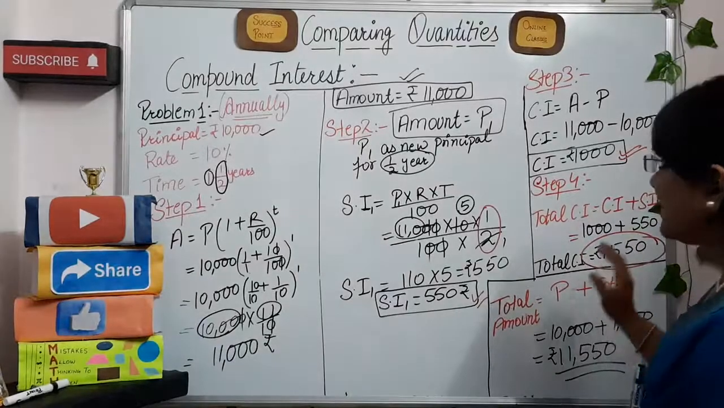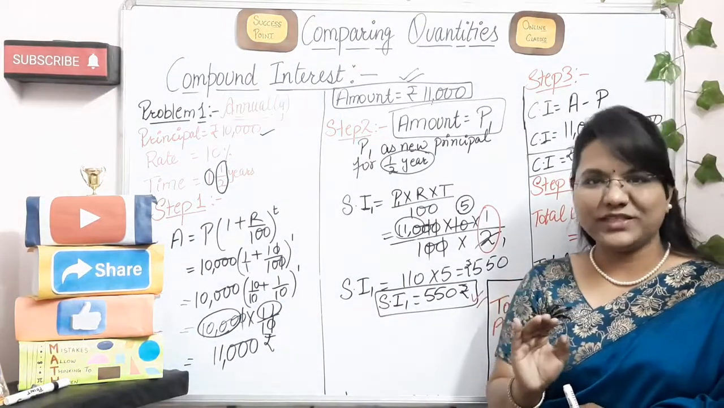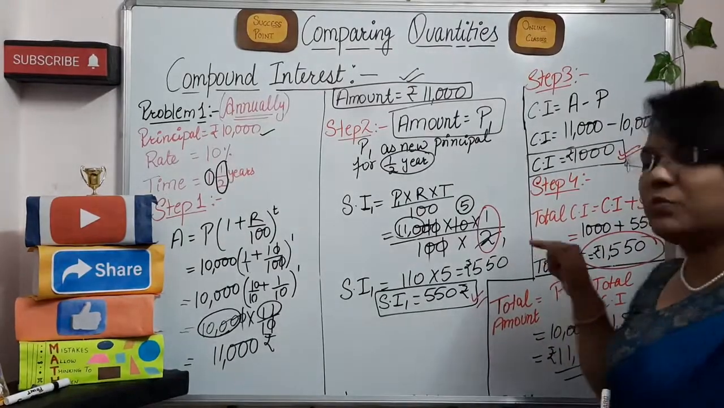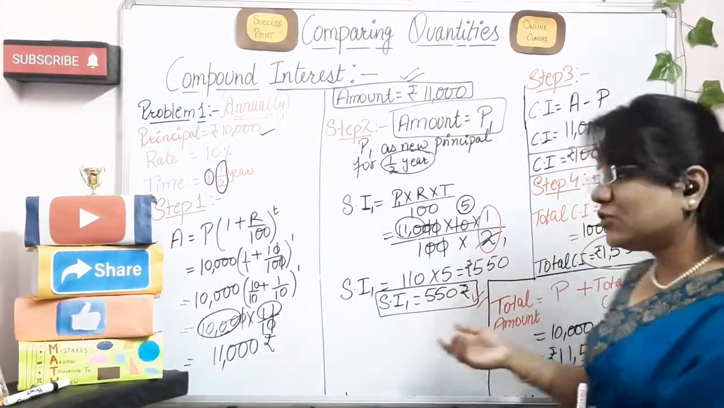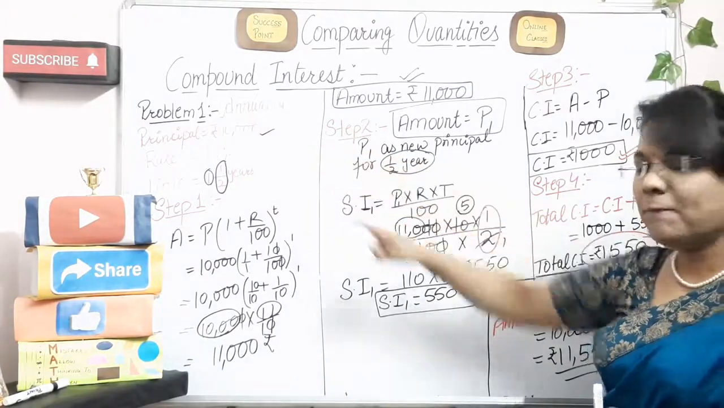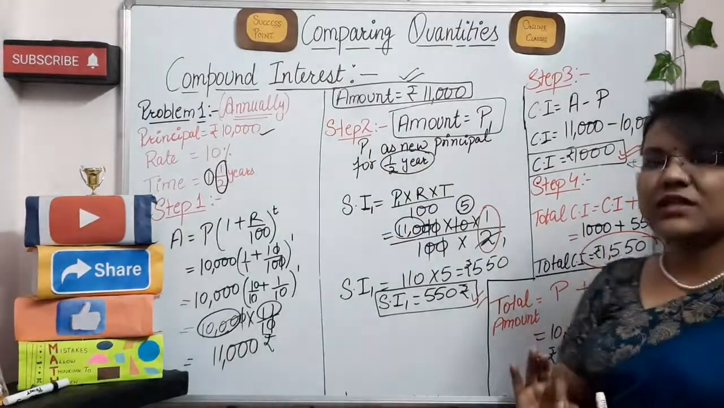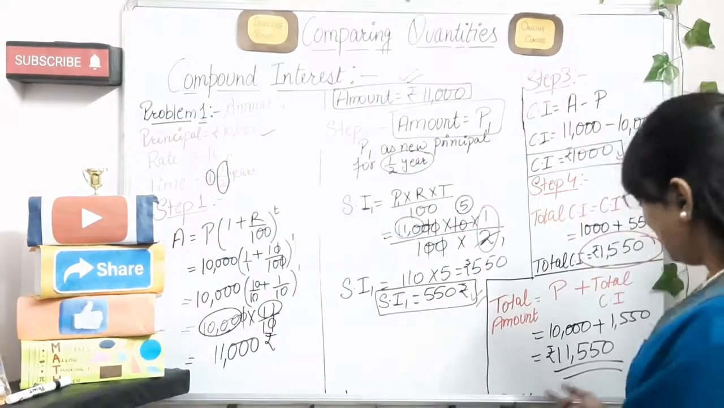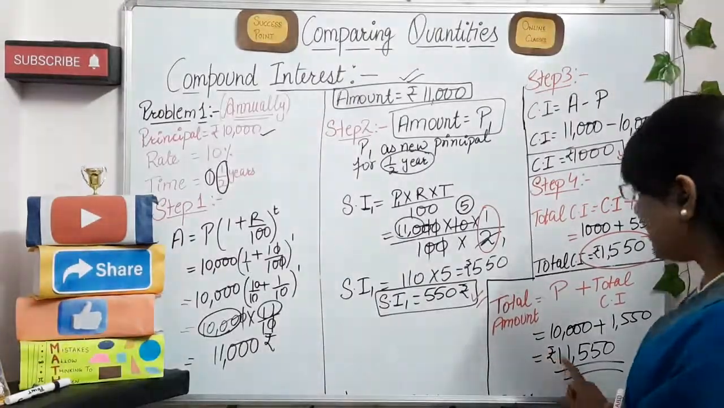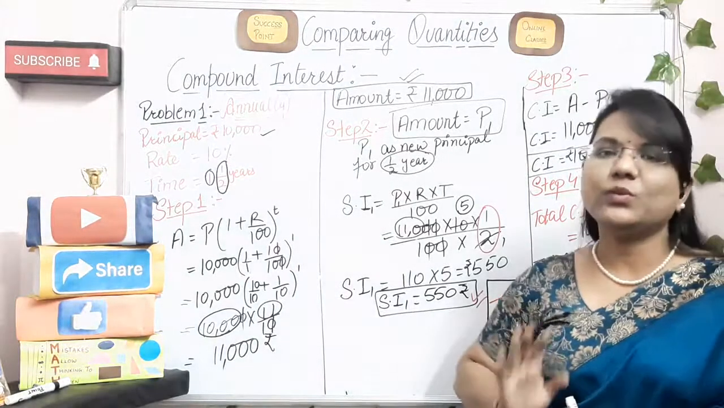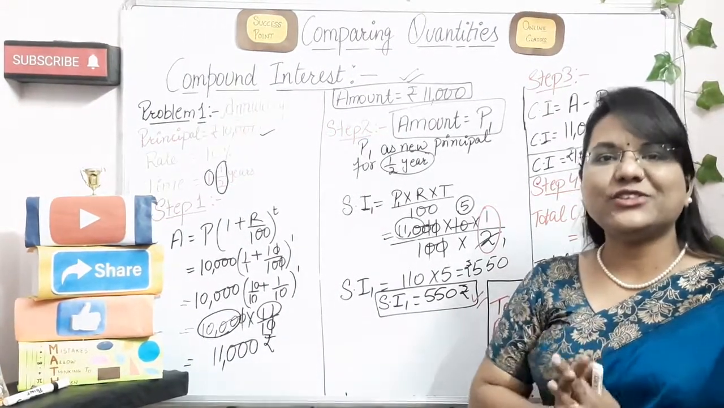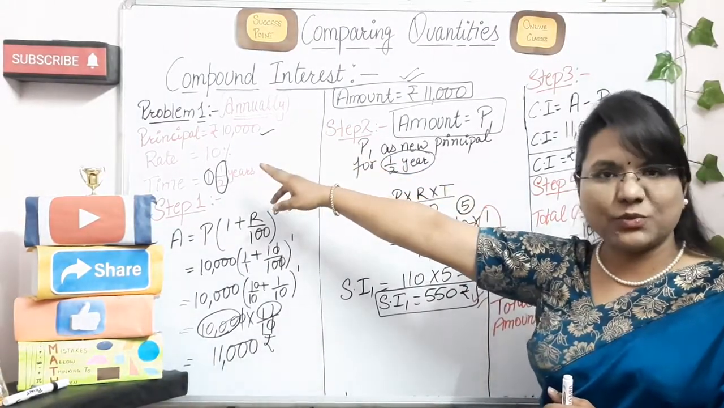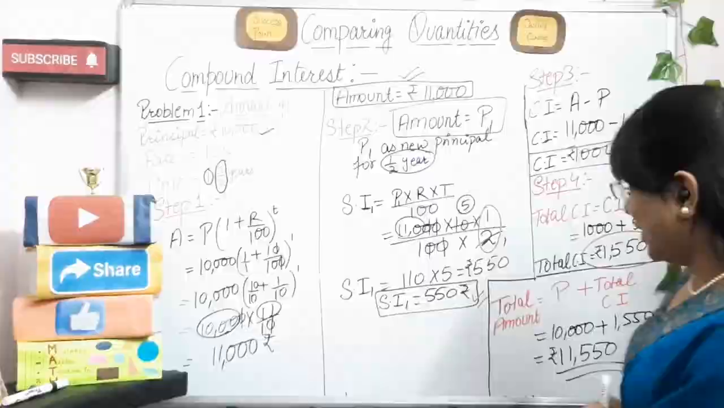So that is 1,550 rupees. Final amount: you can use principal plus interest. So principal is your 10,000 and your interest is 1,550. Simple. And if you make a sum, the total amount is 11,550 rupees, guys. 11,550. You deposited in the bank 10,000 rupees and after 1.5 years, you will get 11,550.